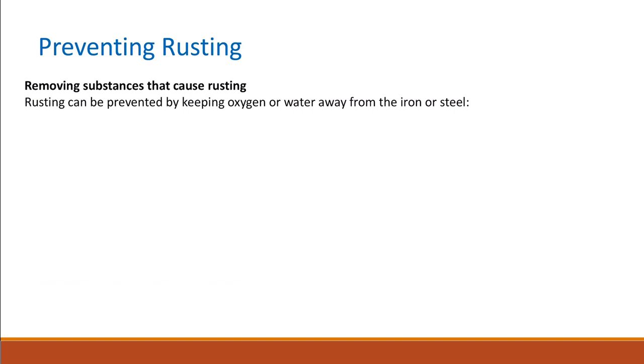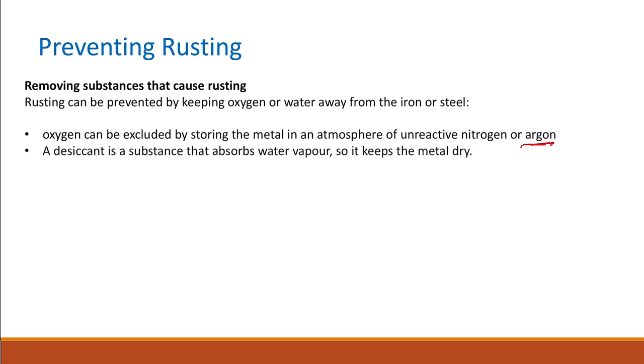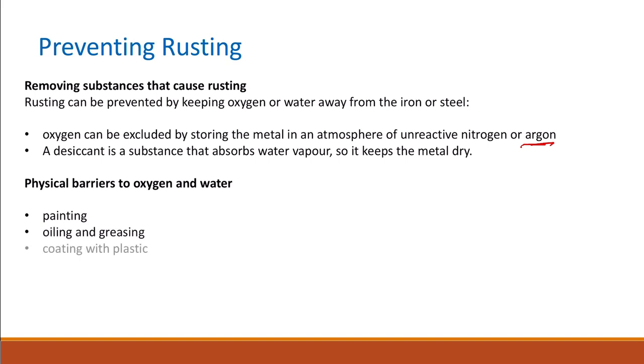So to prevent rusting, you need to remove the substances that cause the rusting. We know that we need oxygen and we need water. You can exclude oxygen by storing the metal in an atmosphere of unreactive nitrogen or argon, so basically in the absence of oxygen. Or we could use a desiccant. A desiccant is a substance that absorbs water vapor, so we keep the metal dry away from the water. We can also use physical barriers to oxygen and water by painting, oiling and greasing, or coating with plastic.